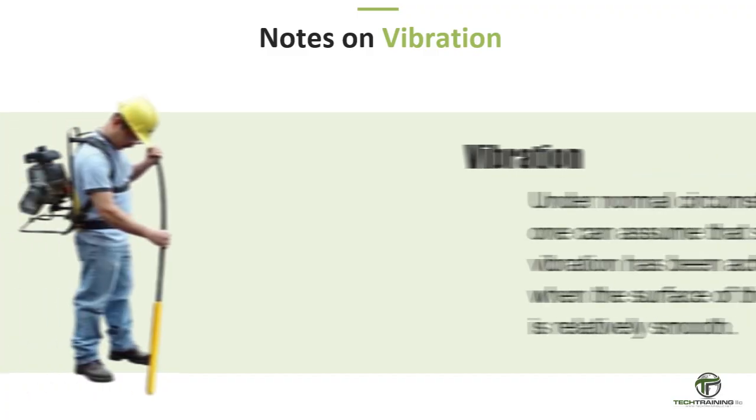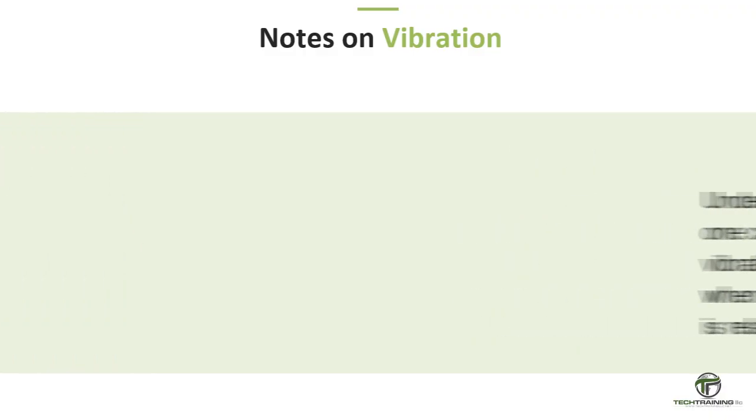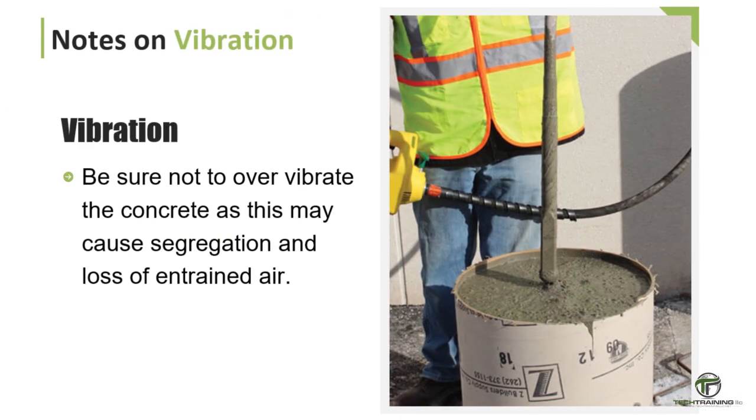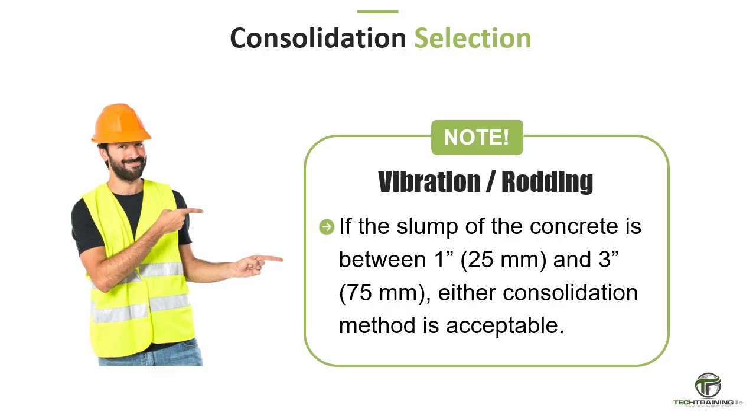Under normal circumstances, one can assume that sufficient vibration has been achieved when the surface of the concrete is relatively smooth. Be sure not to over-vibrate the concrete, as this may cause segregation and loss of entrained air. If the slump of the concrete is between 1 inch, or 25 millimeters, and 3 inches, or 75 millimeters, either consolidation method is acceptable.